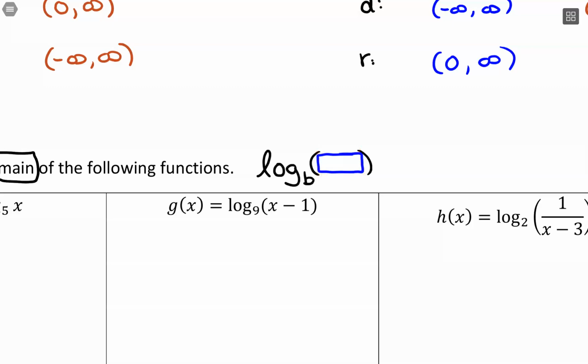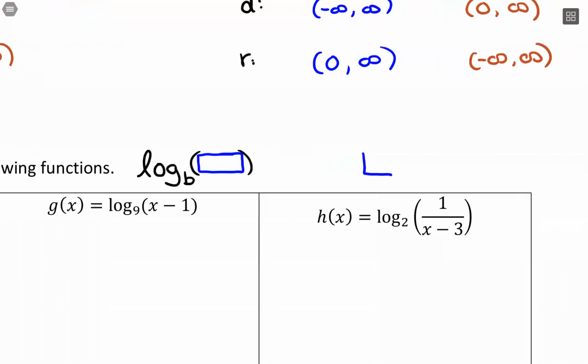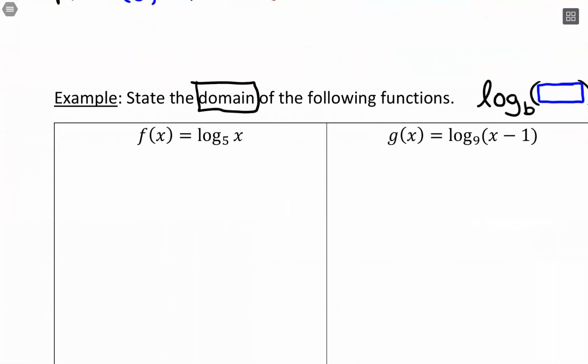What we just talked about with our domain is that whatever's inside the logarithm has to be more than 0. So in general, for solving these, what we're going to do is take whatever's inside the logarithm and say that has to be more than 0, based on what we just talked about with our domain limitations. And then once we have that inequality, we'll just solve. So let's try that out.